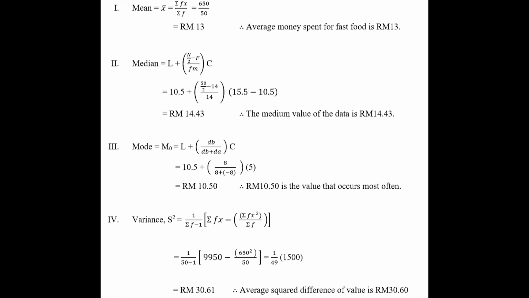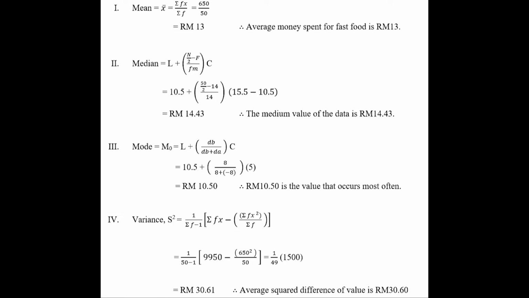The third is the mode. We can use the formula L plus dB over dB plus dA times C. The L value is 10.5 plus 8 over 8 plus in bracket minus 8 times 5. The answer is 10 ringgit and 50 cents.